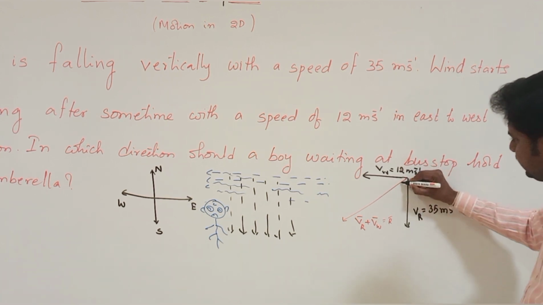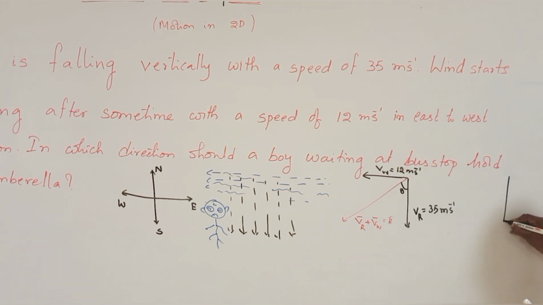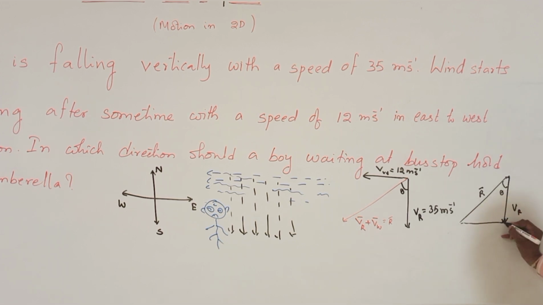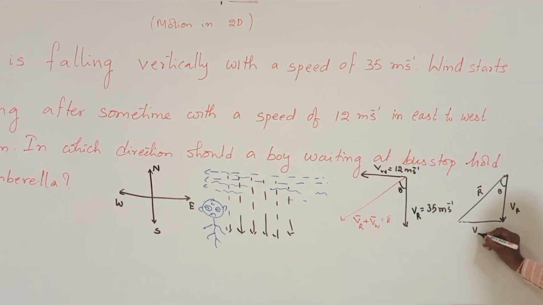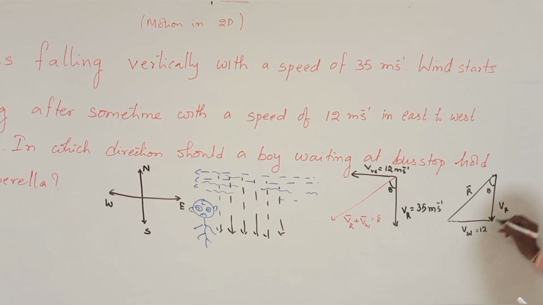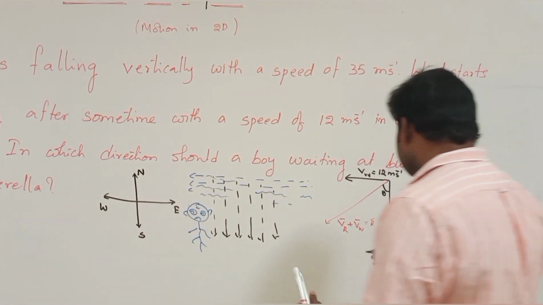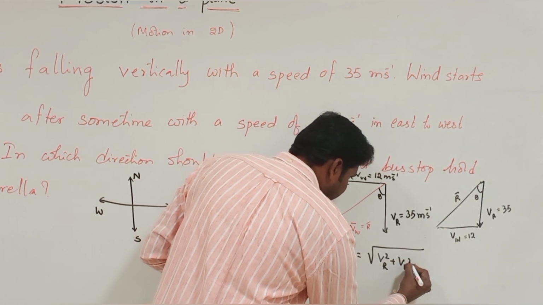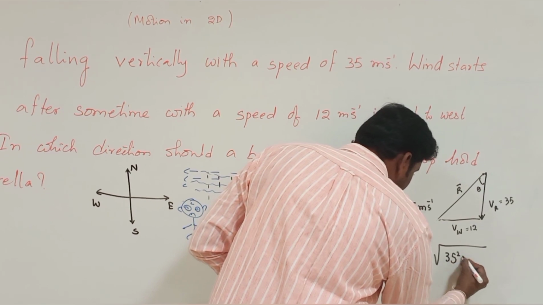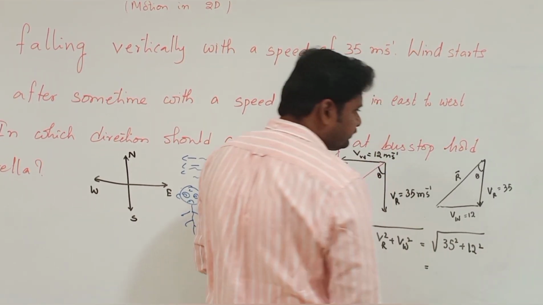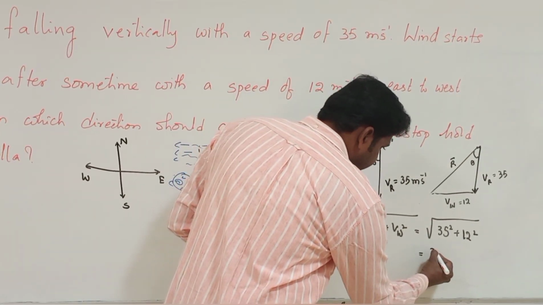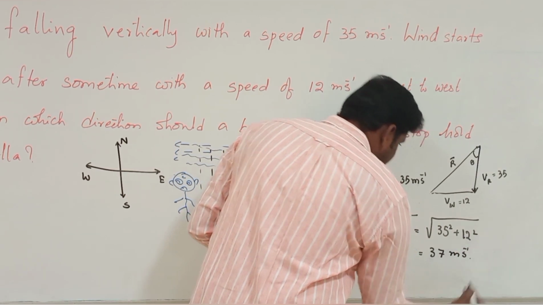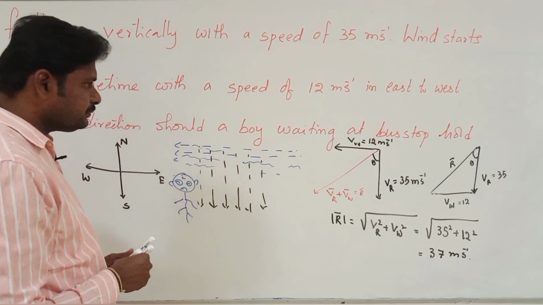Now if it is making an angle theta, construct a right angle triangle: Vr, and this is called the resultant vector R making an angle theta with the vertical, which is the rain, and this is Vw. The magnitude is 12 meters per second. This is 35. Now the magnitude of R is equal to under root of Vr square plus Vw square. That means 35 square plus 12 square. You calculate it. This is 37 meters per second. That is called the resultant velocity, right?